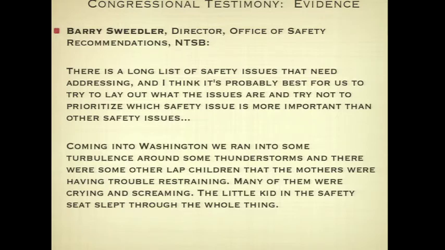He says, coming to Washington, we ran into some turbulence around some thunderstorms, and there were some other lap children that the mothers were having trouble restraining. Many of them were crying and screaming. The little kid in the safety seat slept throughout the whole thing. Okay, so this is what the director of the NTSB told Congress.